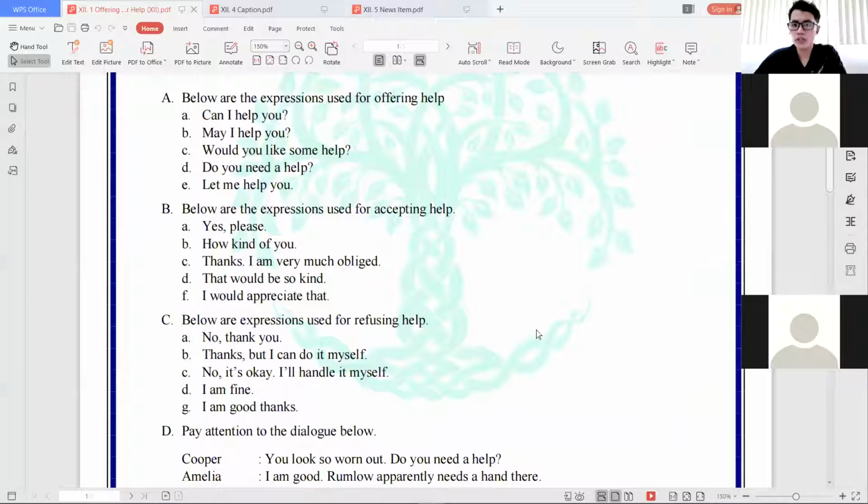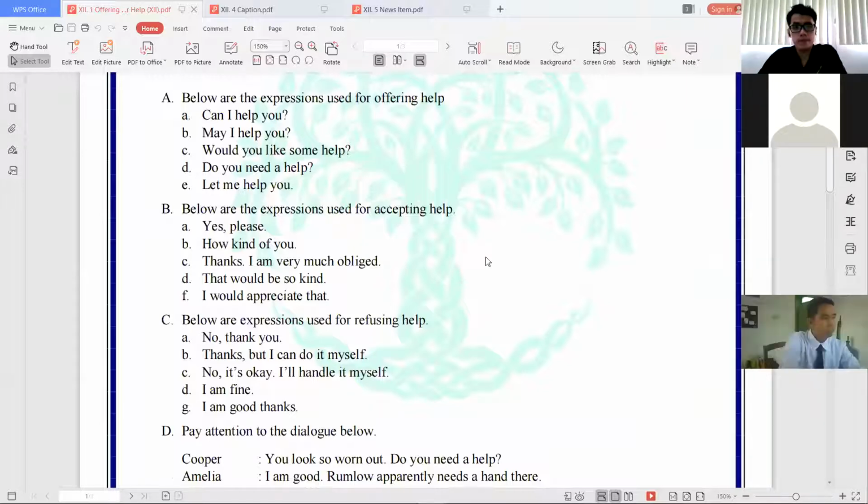Expressions used for refusing help. You can say no, thank you. Thanks, but I can do it myself. No, it's okay. I'll handle it myself. I'm fine. I'm good, thanks. So, for example, I offer you, can I help you? And you answer it by, I'm fine. It doesn't necessarily mean that you are physically fine. It means that I am fine. I can do it by myself. I don't need your help.